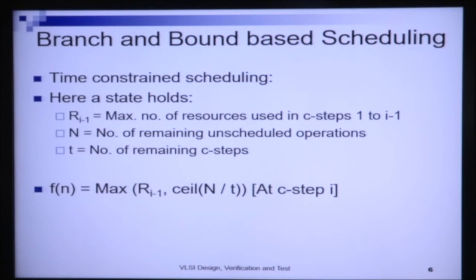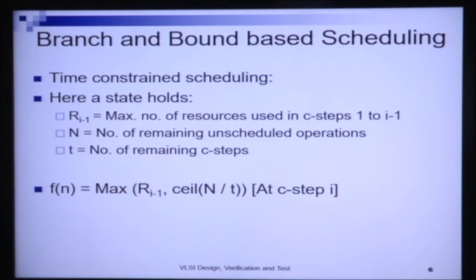So what is basically the answer in the time constraint scheduling problem? It is the maximum number of resources that has been used up in any time step in that particular solution from the root to the leaf, right? So that will give me a solution.